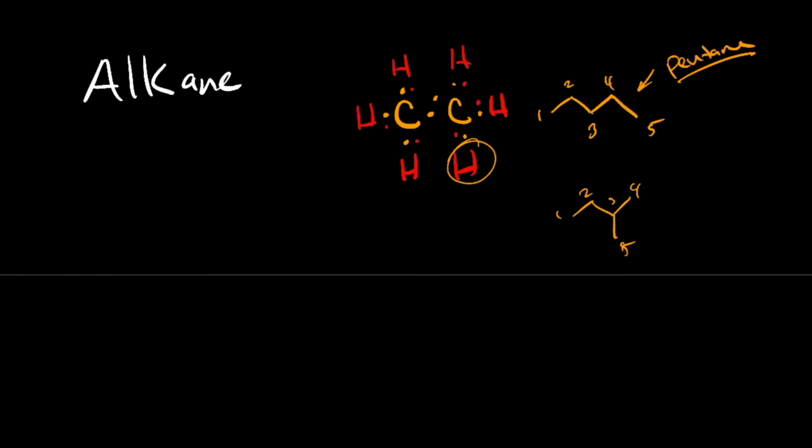You can draw a 5 carbon ring, and it's not pentane. But you can continue to add different substituents. You can have something called neopentane that looks like that. 1, 2, 3, 4, 5. Pentane?